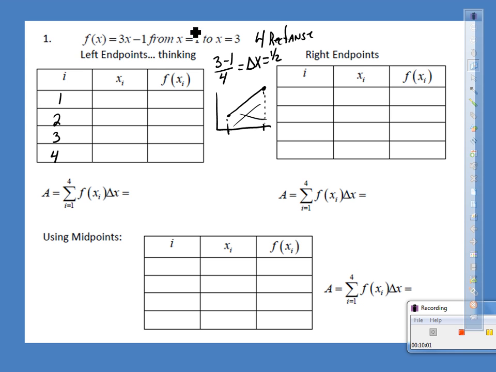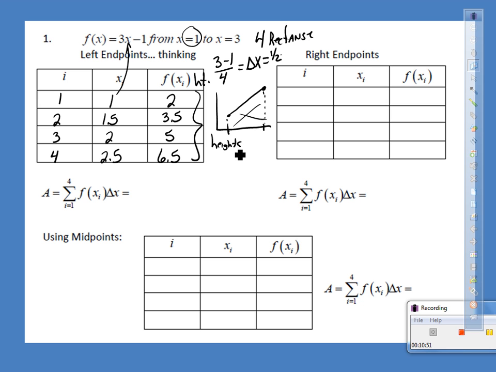So if I'm starting at 1 on my left, counting by halves, I'm going to run a 1 through my equation, then a 1.5, and then a 2, and then a 2.5. This gives me the x value that I need to run through. This will give me the height of my corresponding rectangle. So I'm going to run 1 through my equation up there, and I'm going to get 2, 3.5, 5, and 6.5. What I really found right here is the heights.